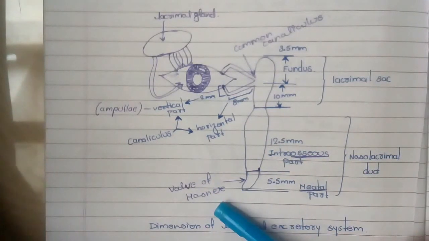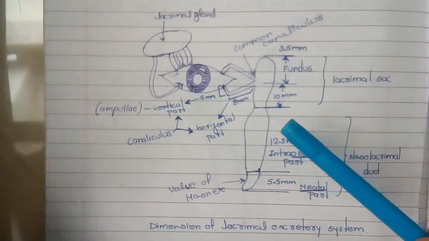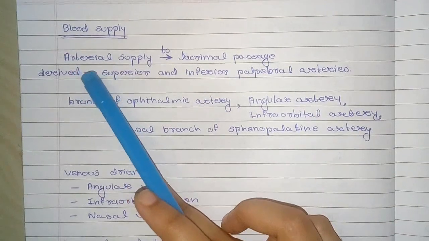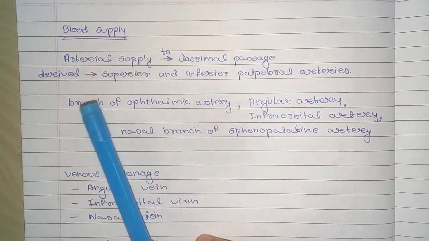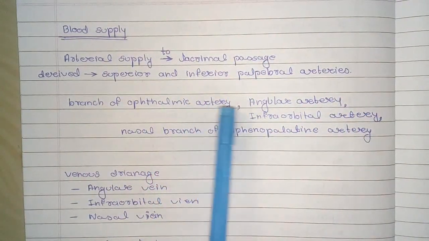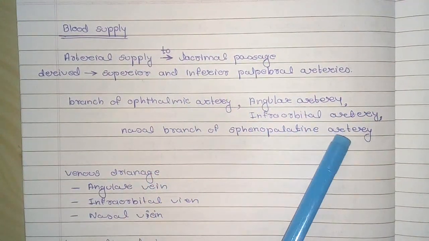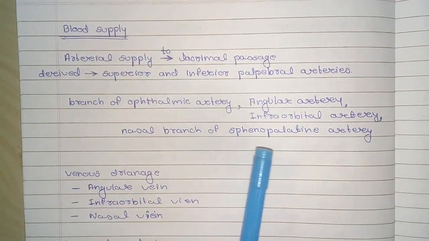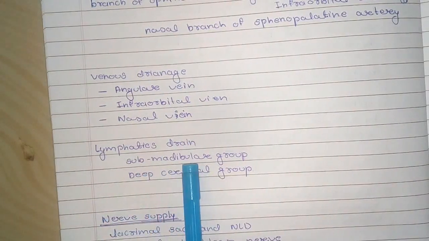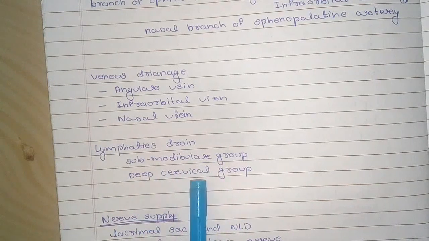Now we are going to see the blood supply and nerve supply. Arterial supply to the lacrimal passage is derived from the superior and inferior palpebral arteries, which are branches of the ophthalmic artery, the angular artery, the infraorbital artery, and the nasal branch of the sphenopalatine artery. Now the venous drainage opens into the angular vein, infraorbital vein and the nasal vein. The lymphatics drain into the submandibular group and deep cervical group.